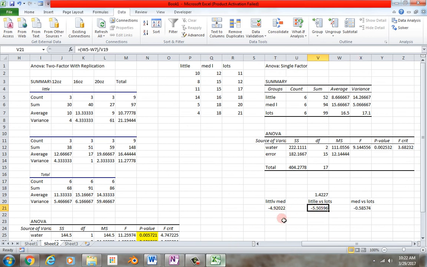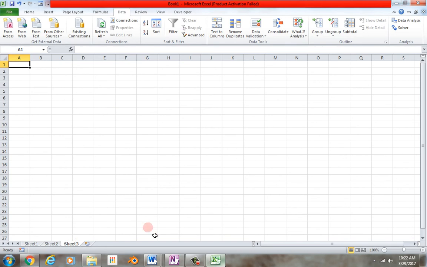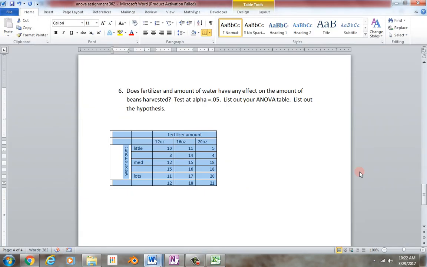And so the idea is that a little bit of water is terrible. It's significantly different from medium versus lots. Notice that there is no difference between medium and lots. Same amount of beans you're going to produce. Okay? All right, and let's do another here.